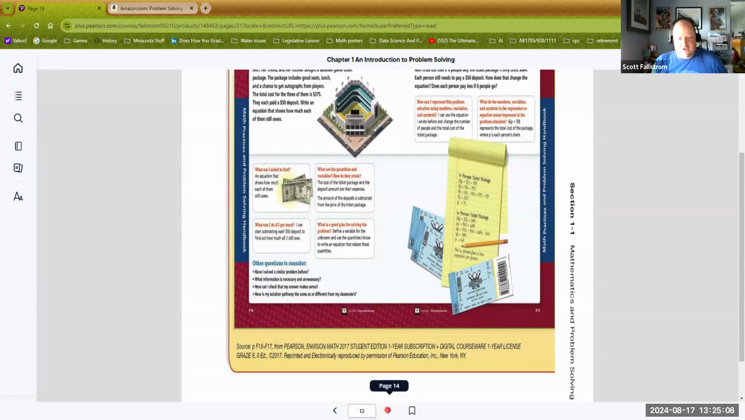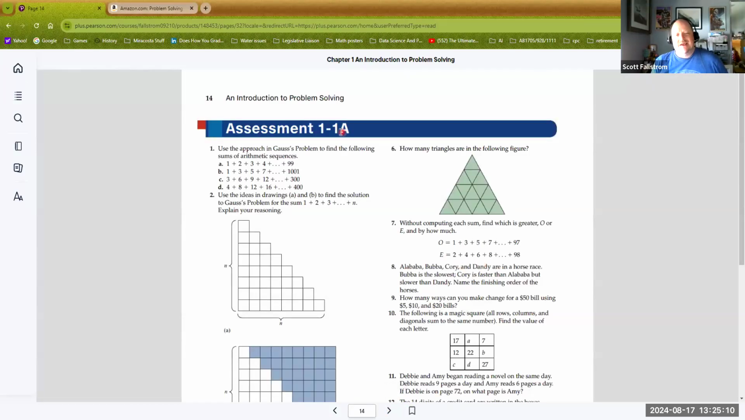Okay, another school book page. What is this one? Grade 8. We got grade 6. Those are definitely equation ones. And we get into the homework.